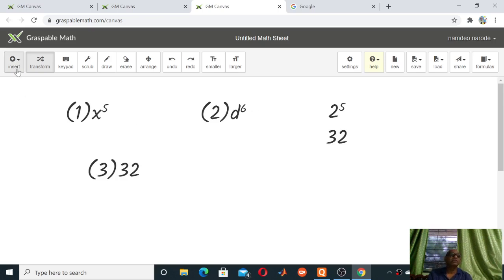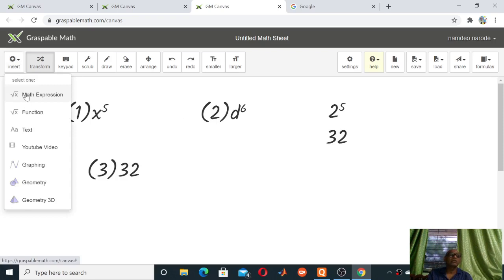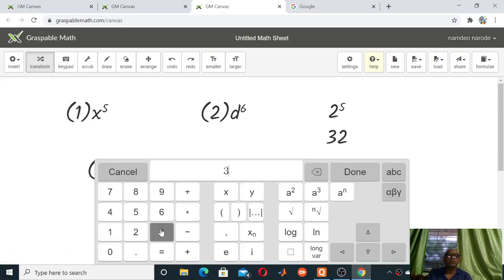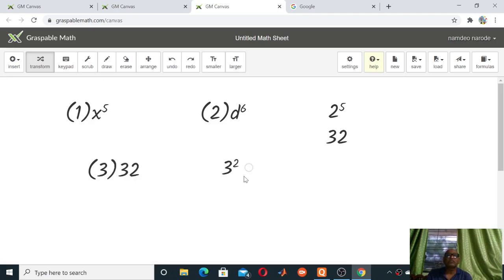Suppose 3 raised to 2. Here we will say 3 raised to 2 means square of 3.